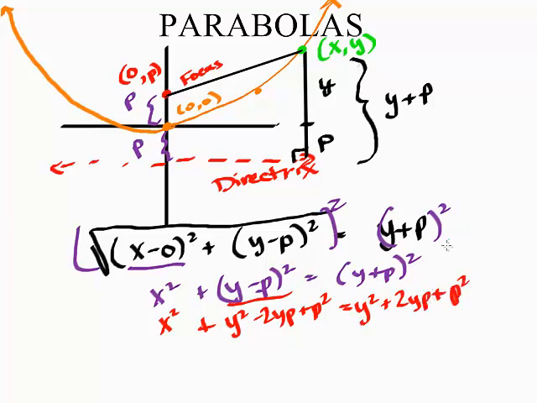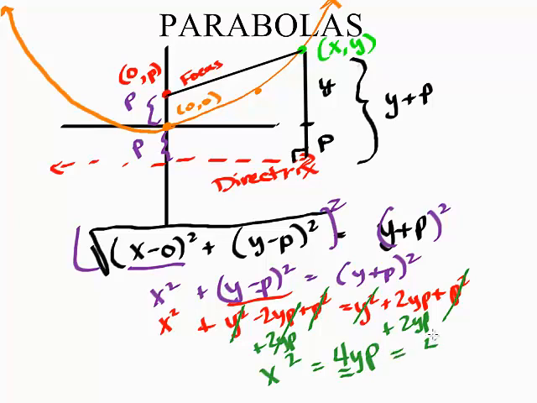Now all I need to do is simplify. I have a p squared on both sides. If I subtract a p squared from both sides, that's gone. If I subtract a y squared from both sides, that's gone. Now I'm going to add 2yp to both sides. So I'm left with x squared is equal to 4yp, which I can also rewrite as 4py. And so this 4 is really going to give us our general term.